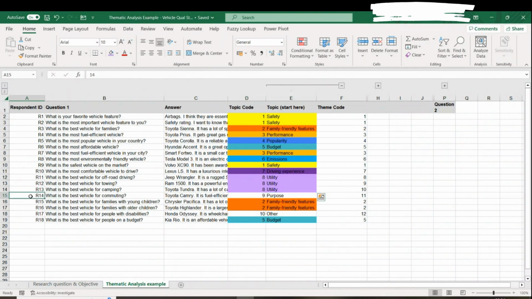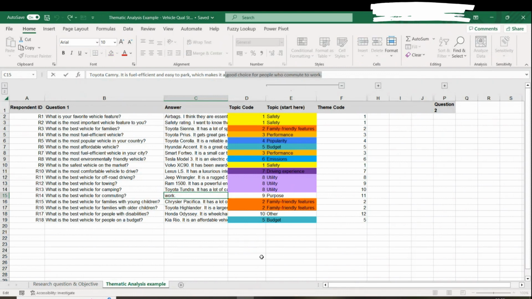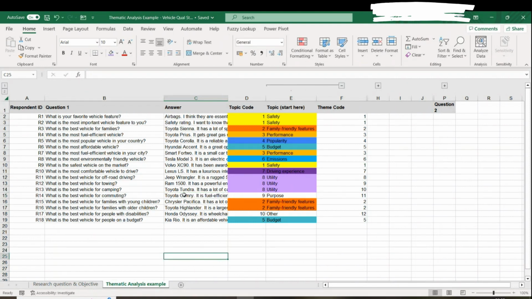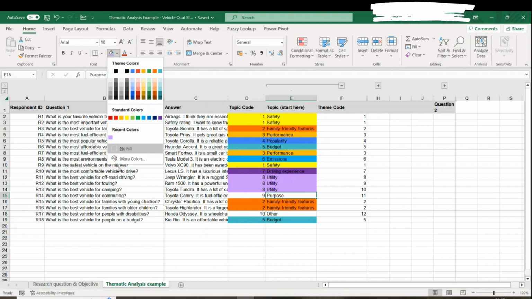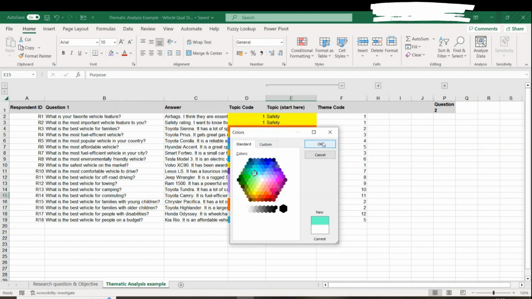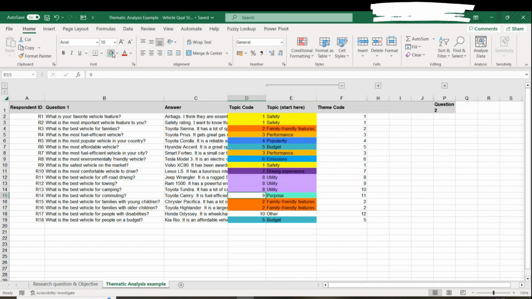Then we go to the next question, which was what is the best vehicle for commuting? And they said the Toyota Camry. It is fuel efficient and easy to park, which makes it a good choice for people who commute to work. So as you can see, this respondent said it's a good choice for people that commute to work. So it's good for the purpose that it is meant for, commuting for work. So this person actually sees it as purposeful. So you would then create that topic, which relates to purpose, and we would give that a different color.